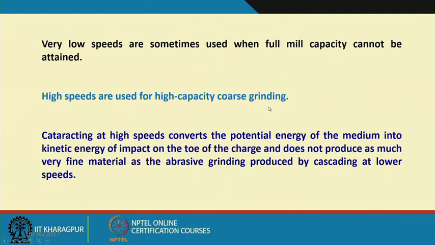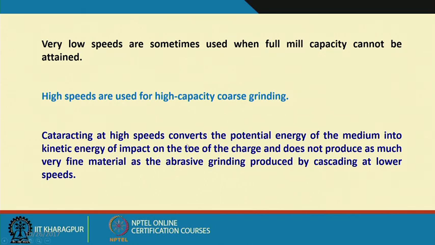High speeds are used for high capacity coarse grinding. That means, when you are doing it in stages, like your primary grinding, there maybe you can go for high speed ball milling, because there you are basically aiming at coarser grinding, because you know that there will be another secondary grinding operation where we will get my desired product by fine tuning the mill speed.